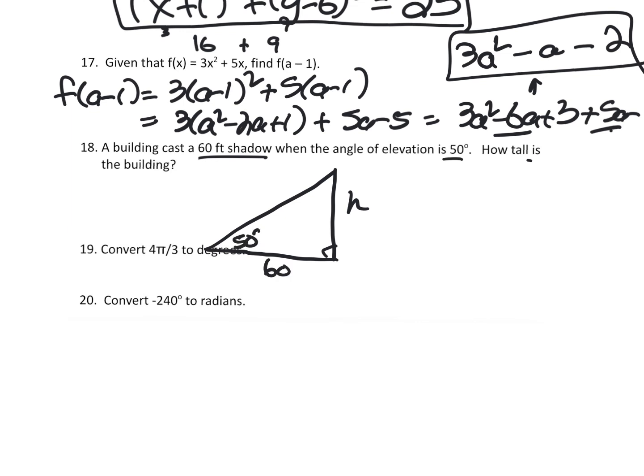Remember, the angle of elevation must touch the horizontal. It's got to be right there. The height is the opposite. That's the adjacent. Think about that. Opposite, adjacent. Something to do with tangent. Tangent of 50 degrees equals opposite over adjacent. Now, that's 50 degrees, guys.